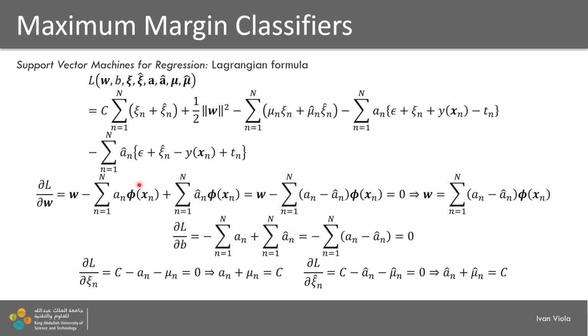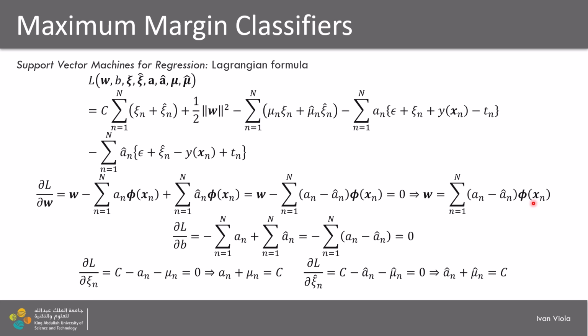So this is the result of our derivative with respect to W, and then we can further simplify this so that we put these two sums into one sum multiplied with the feature vector, and we will see here that we have an minus a hat n. The minus comes because here is minus, and then here is plus, so minus minus would then be plus, and that is equal to 0. So that means that W is equal to this sum of the difference of an and a hat n times phi(xn).